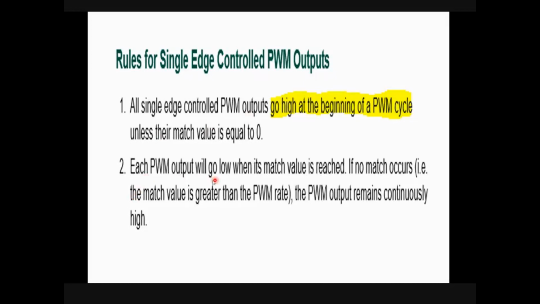Each PWM output will go low when its match value is reached. If no match occurs, the PWM output remains continuously high. Only when the match occurs between the two reference values, the output will go low. Thereby, we are generating a square wave, high to low, low to high, by controlling the match values. And also we are able to control the width of these on and off periods, ultimately controlling the duty cycle of the PWM wave.